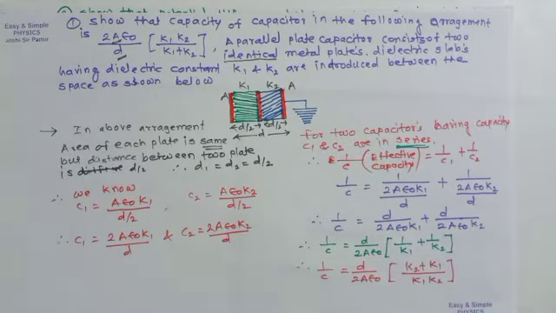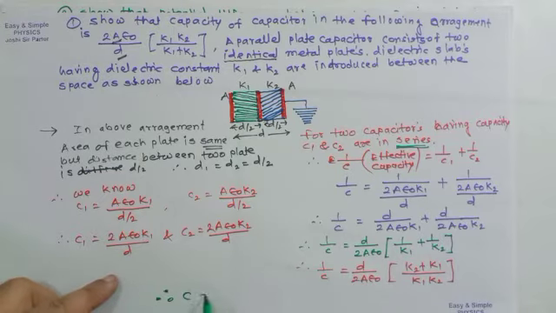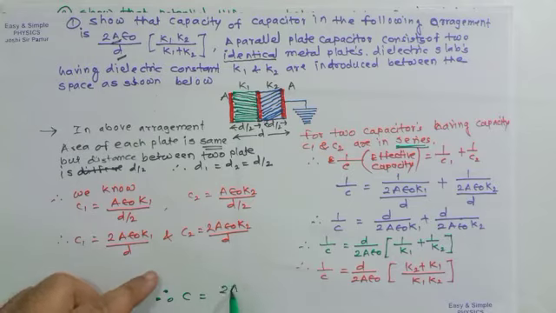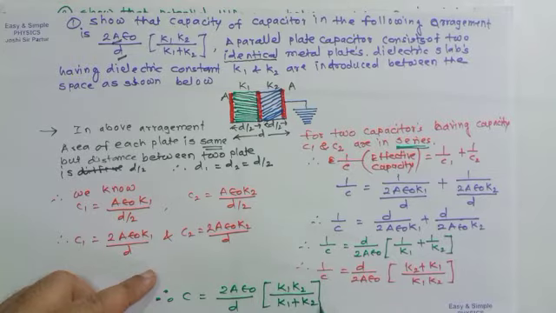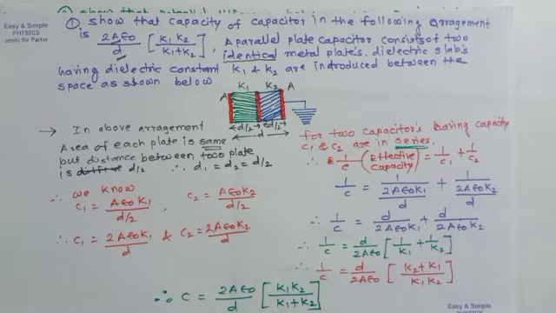By taking the reciprocal, the resultant or effective capacity will be 2 times A epsilon 0 upon D in bracket K1 K2 upon K1 plus K2, which is proved.